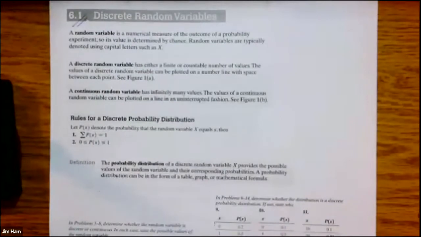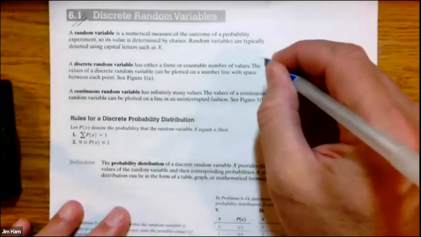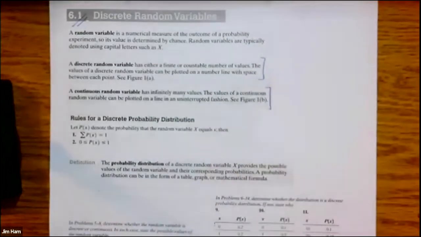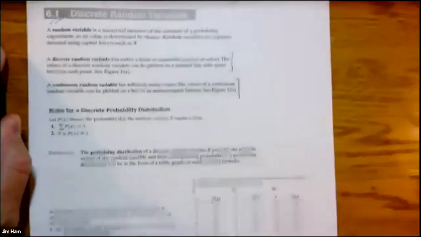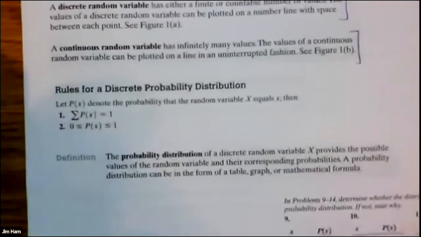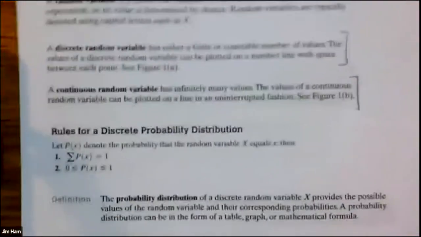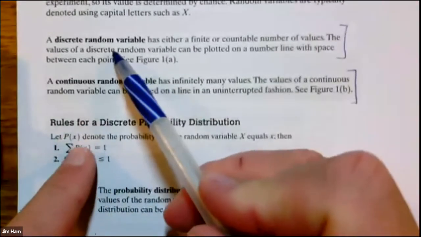So one of the things that you're going to do in this section is something that you've done before, and that is to distinguish between variables that are discrete and those that are continuous. Remember that discrete and continuous are both numerical, right?